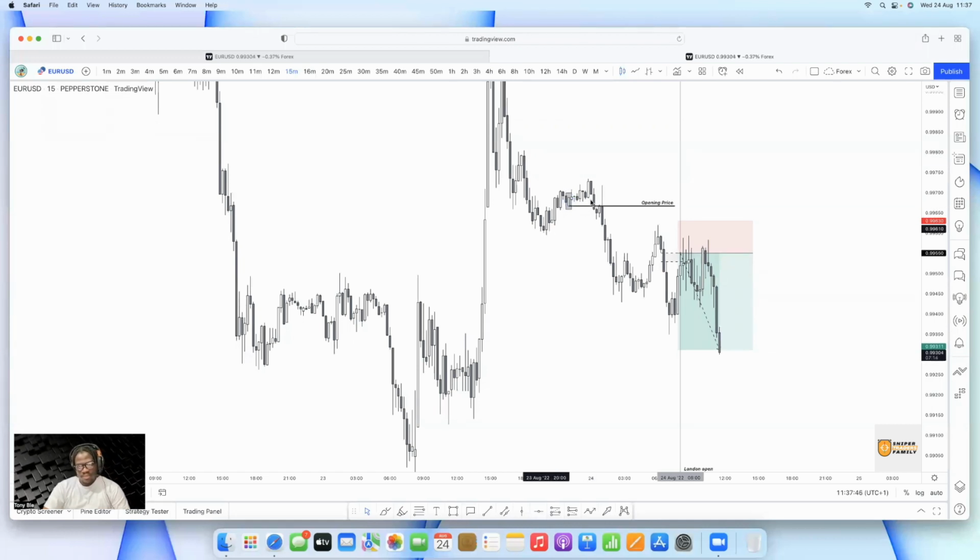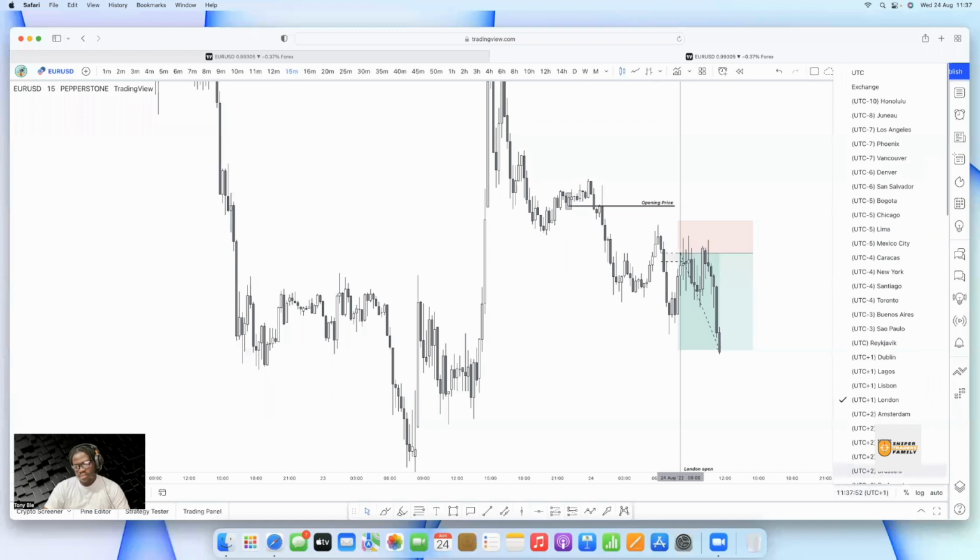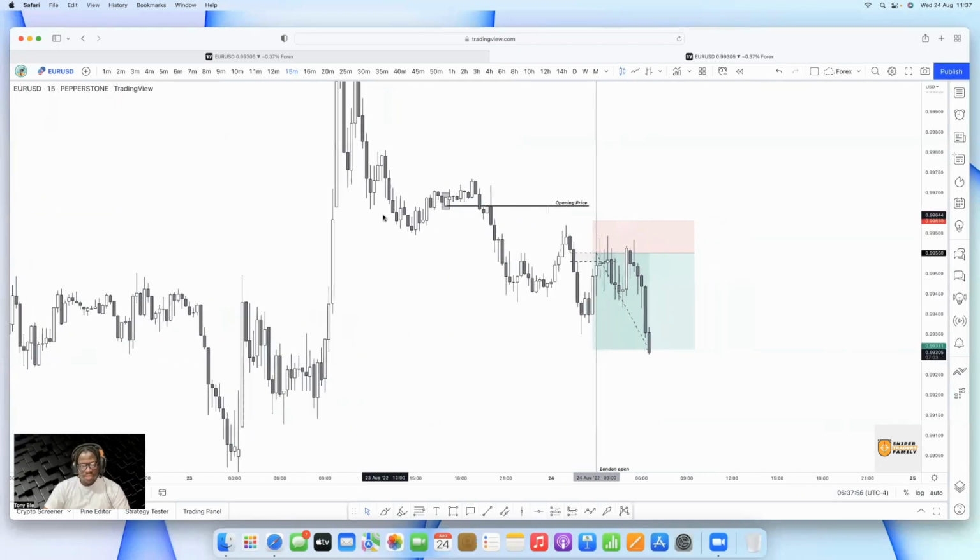the daily open. Okay, so I hope you guys have learned that. This is the daily open, 10 p.m. if you are using London time. If you are using New York time, the daily open is going to be 5 p.m., 1700. That's going to be the opening.